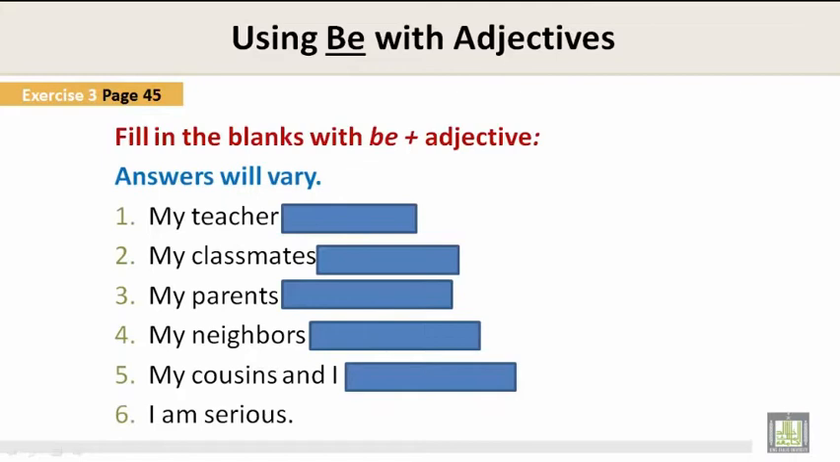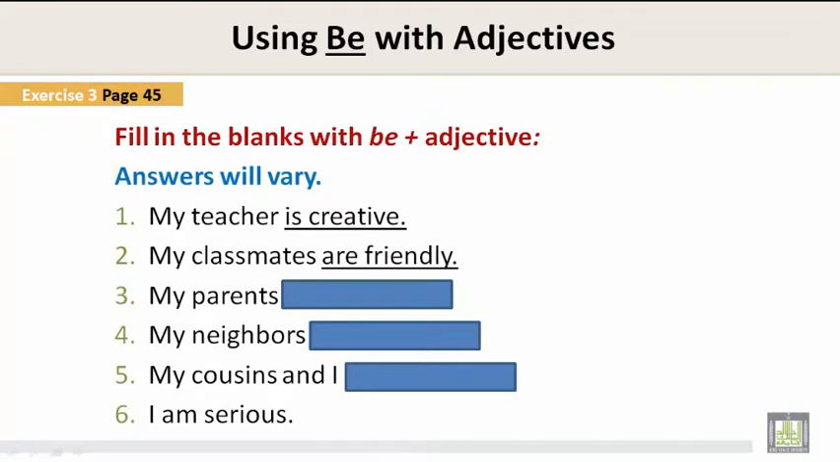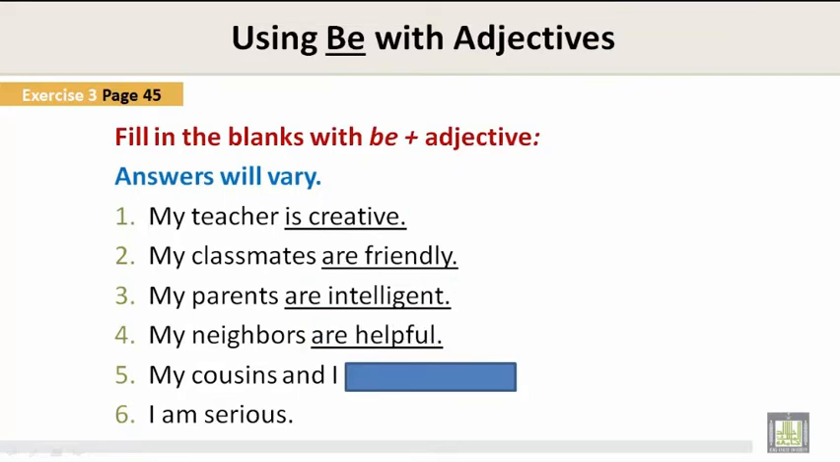Exercise 3, page 45. Fill in the blanks with the verb be plus an adjective. Please note, your answers will vary. This is only an example. Number 1, my teacher is creative. Number 2, my classmates are friendly. Number 3, my parents are intelligent. Number 4, my neighbors are helpful. Number 5, my cousins and I are athletic. And number 6, I am serious.